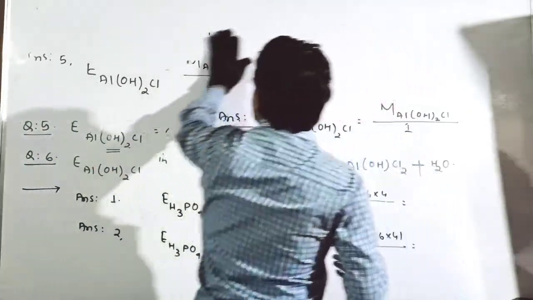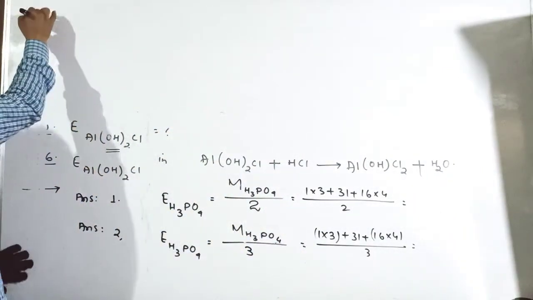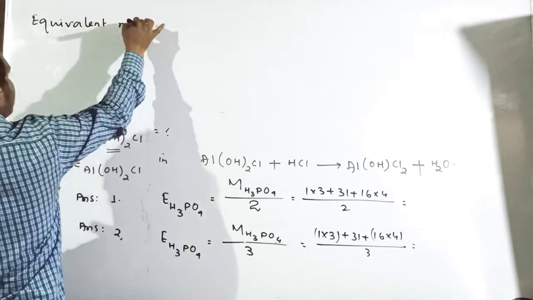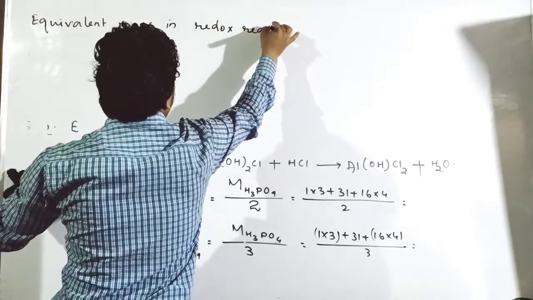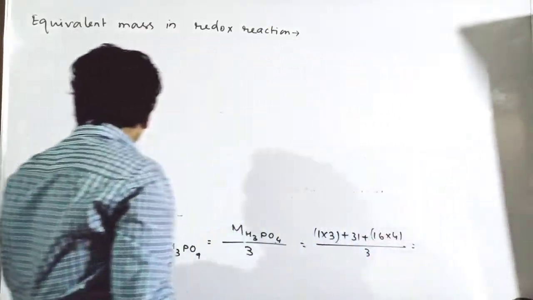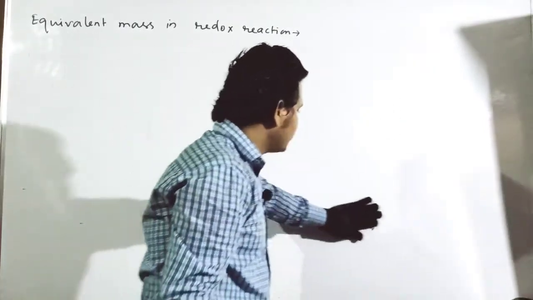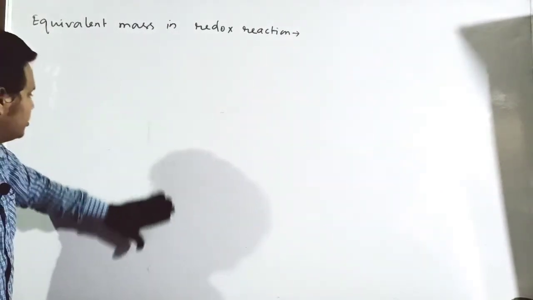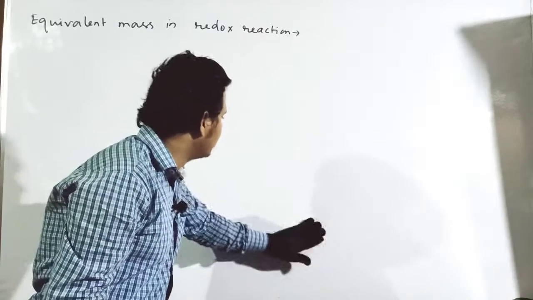Next, point number 8 will be equivalent mass in redox reaction. So how in redox reaction can we find the equivalent mass? We know that a redox reaction is the reaction in which both oxidation and reduction take place.